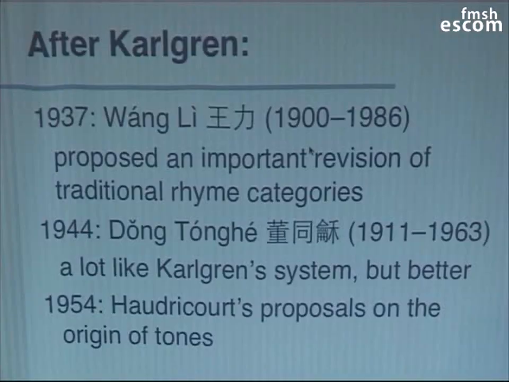After Karlgren, this is still in his lifetime, but as I say, he ignored most of it. Wang Li, as I said, introduced a new distinction. Dong Tonghe came up with basically a revised Karlgren system. If you're going to use a Karlgren-style system, I really recommend Dong Tonghe rather than Karlgren. It's a lot like his system, but it's better.